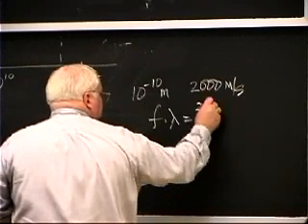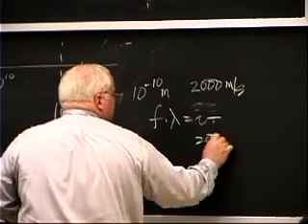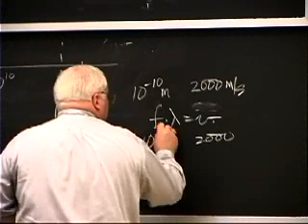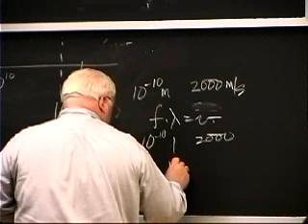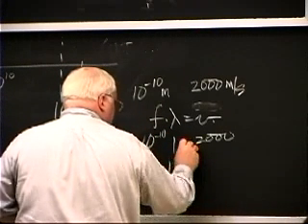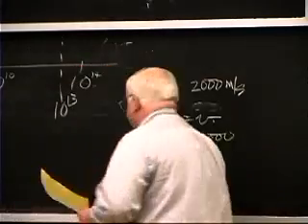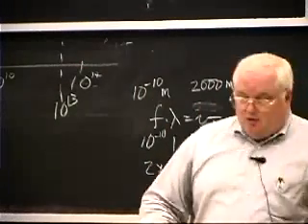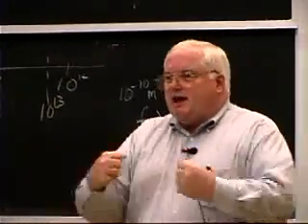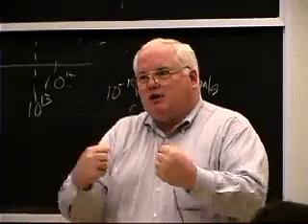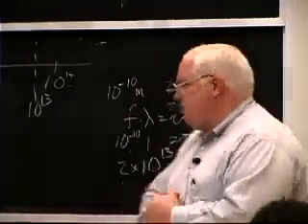So if this is 2,000, and this is 10 to the minus 10, then lambda's got to be 2 times 10 to the minus 10, 2 times 10 to the 13th, right? So that's the fastest that atoms can interact with each other, is 10 to the 13th times per second.